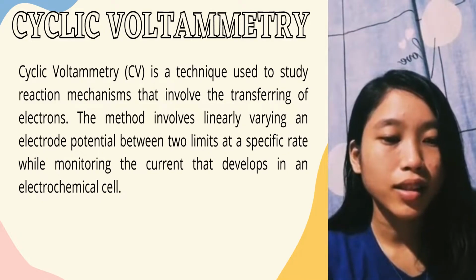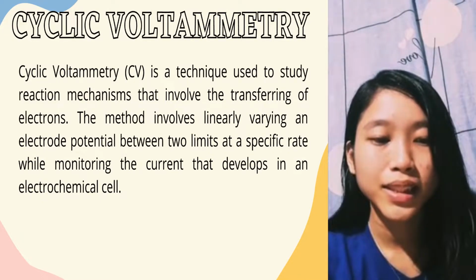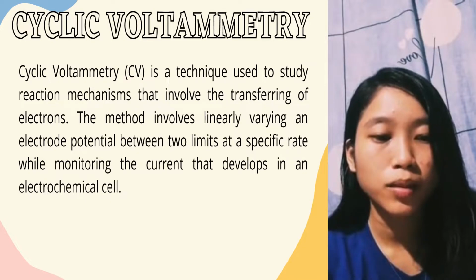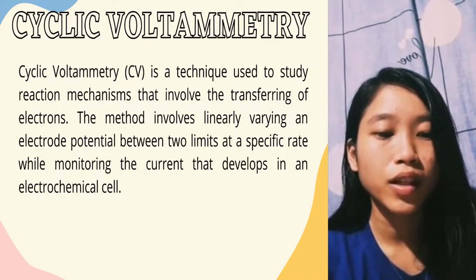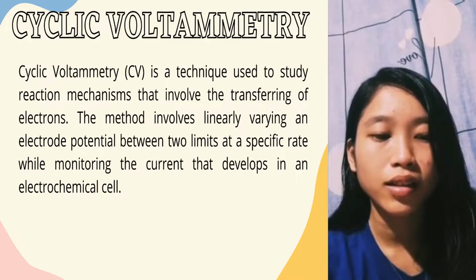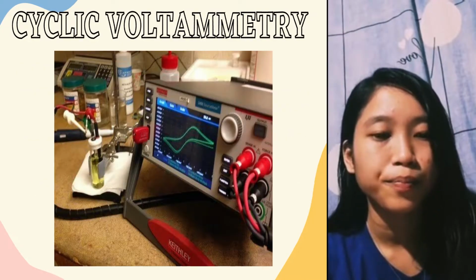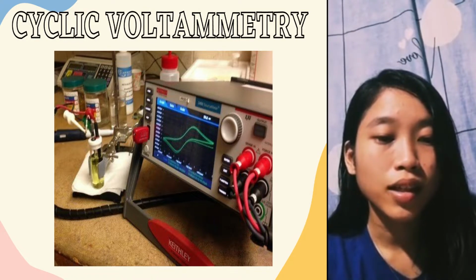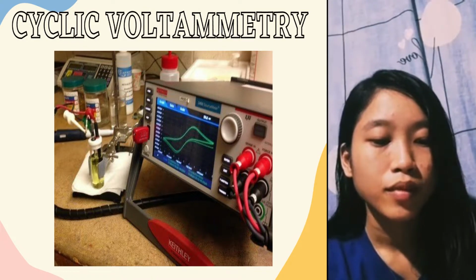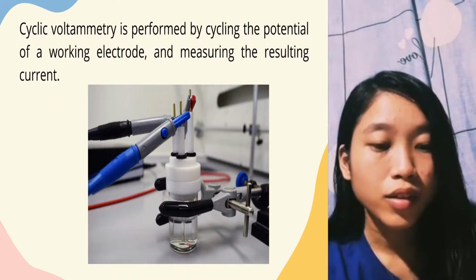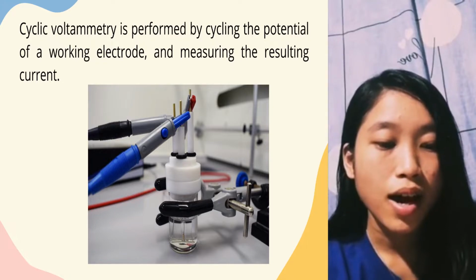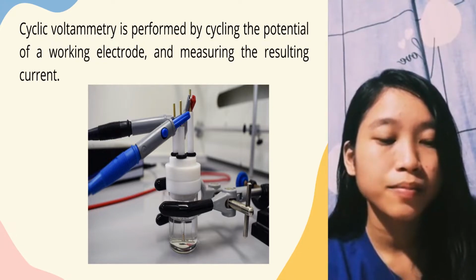Cyclic voltammetry is a technique used to study reaction mechanisms that involve the transfer of electrons. The method involves linearly varying an electrode potential between two limits at a specific rate while monitoring the current that develops in an electrochemical cell. This image shows the cyclic voltammetry. Cyclic voltammetry is performed by cycling the potential of a working electrode and measuring the resulting current.